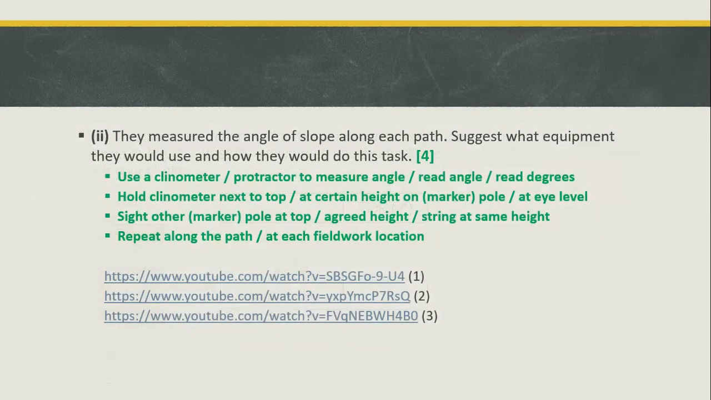They measure the angle of slope along each path. Suggest what equipment they would use and how they would do this task. Now let's look into the answer. They can use a clinometer or protractor to measure angle or read degrees. Hold the clinometer next to the top at a certain height on the marker pole at eye level and sight the other marker pole at the top, at the agreed height and string at the same height. And they can repeat along the path at each fieldwork location.